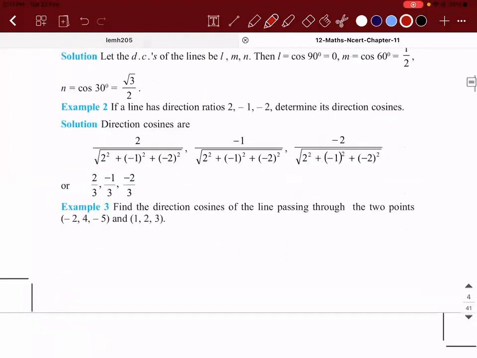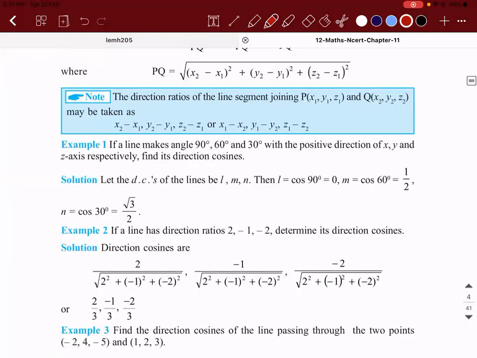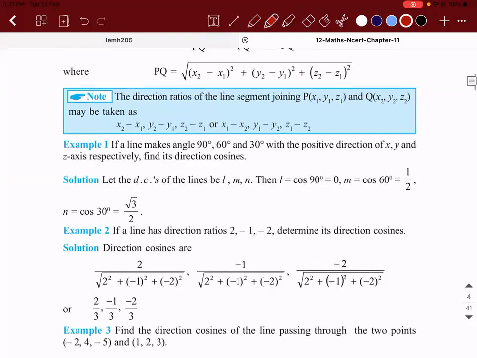Right. So with this knowledge, we are ready to solve the problems of the first exercise. If I have a line which makes angles 90 degrees, 60 degrees and 30 degrees with the positive directions of x, y and z respectively, then we need to find the direction cosines. L will be equal to cos 90, M will be equal to cos 60 and N will be equal to cos 30. So cos 90 is 0, cos 60 is half, and N will be root 3 by 2. Okay, for the same question, suppose they're asking you the direction ratios. You guys tell me what the direction ratios are. Make it fast.